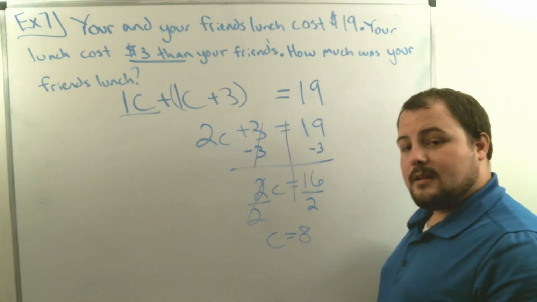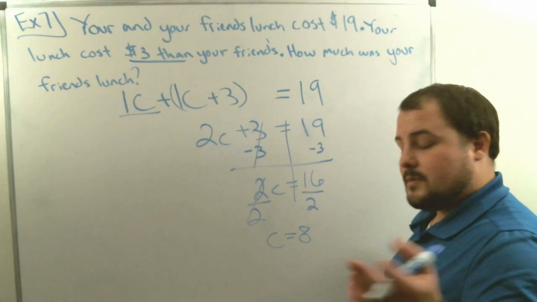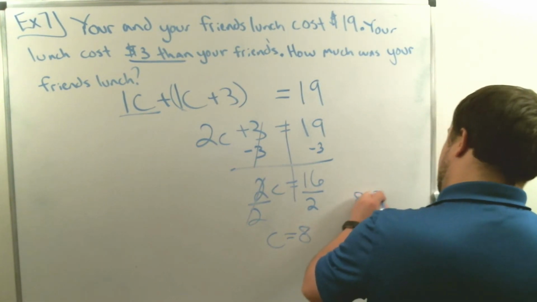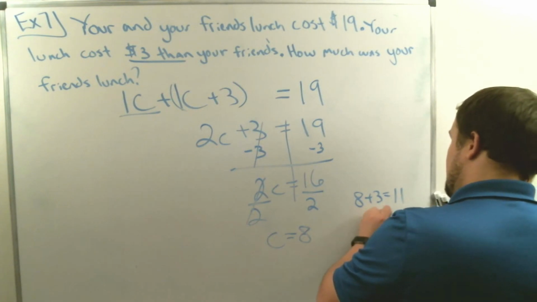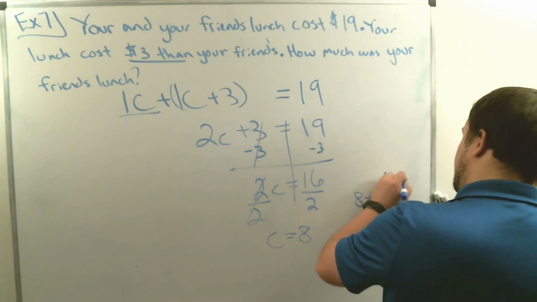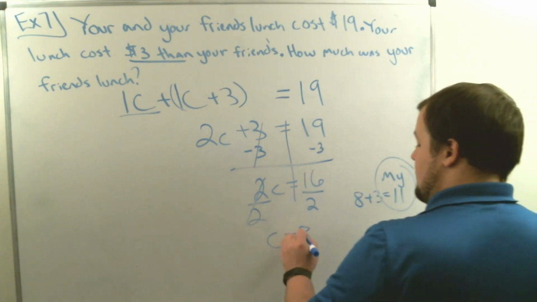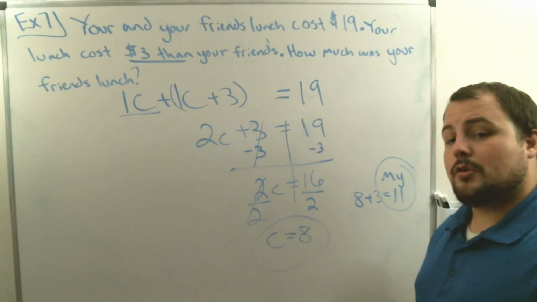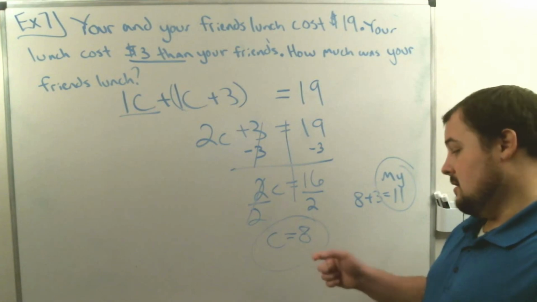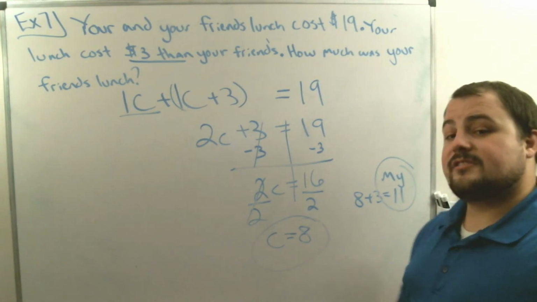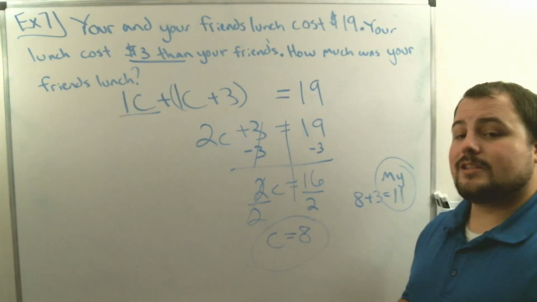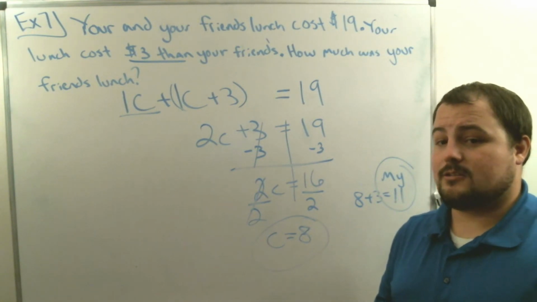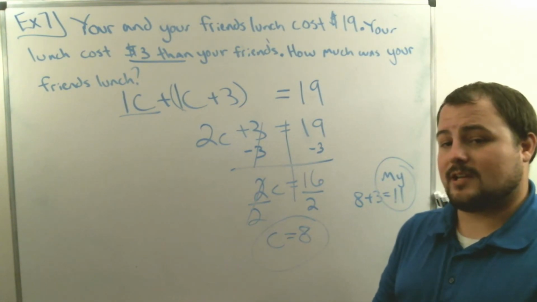And the cost of my lunch is the same as my friend's plus 3 more. So I would take 8 and add 3, and I would get 11. So my lunch is $11. My friend's lunch is $8. And if I add those two totals up, I should get 19. $8 plus $11 is 19. So I know I got the correct answer, and I know that 11 is 3 more than 8. So this is absolutely the correct answer.